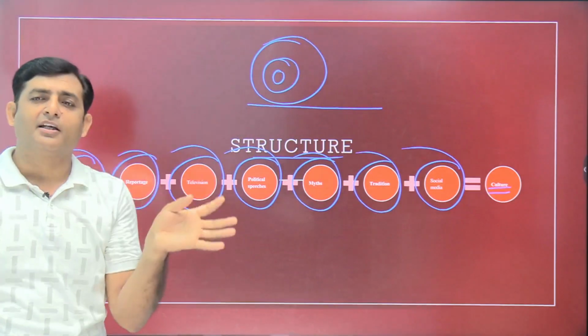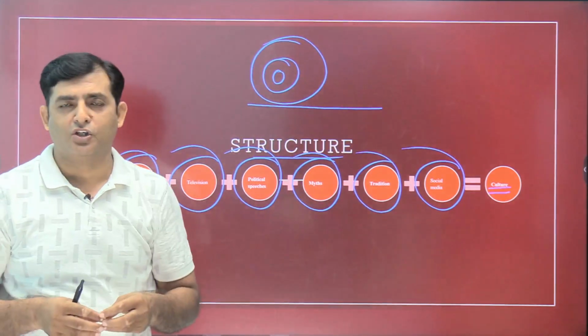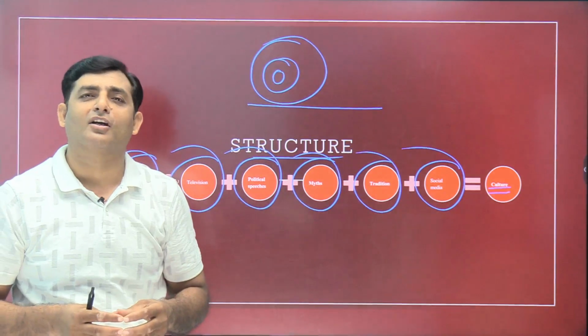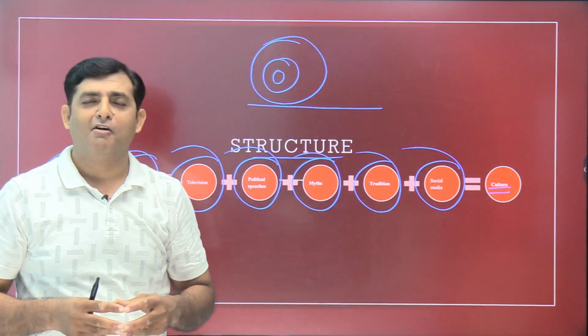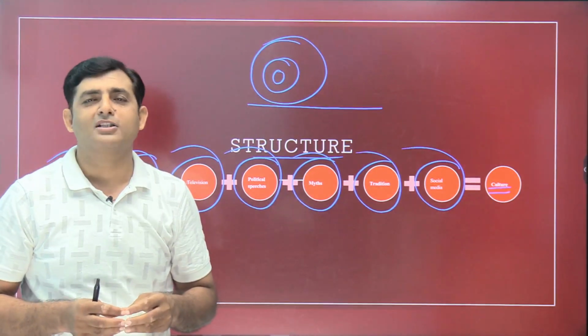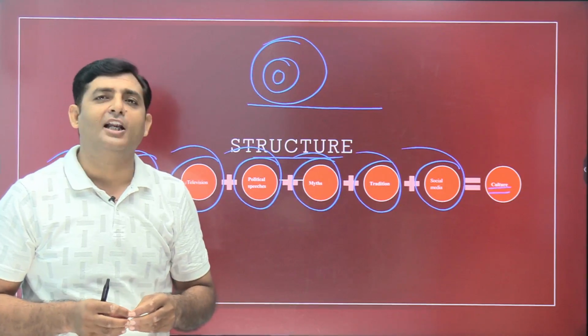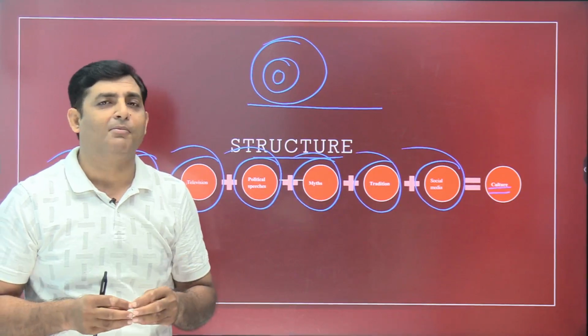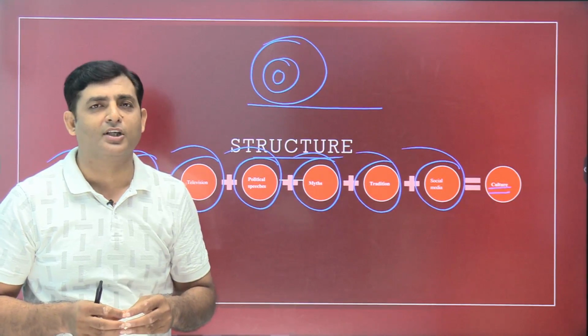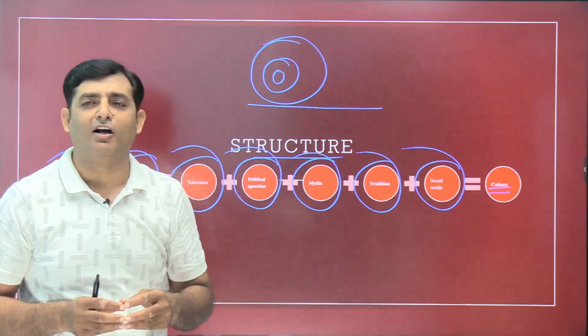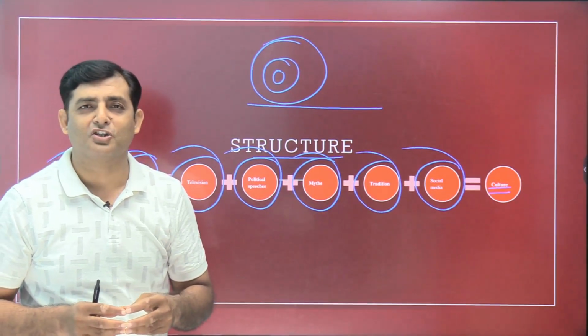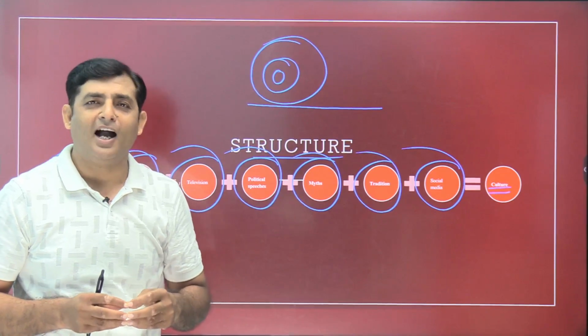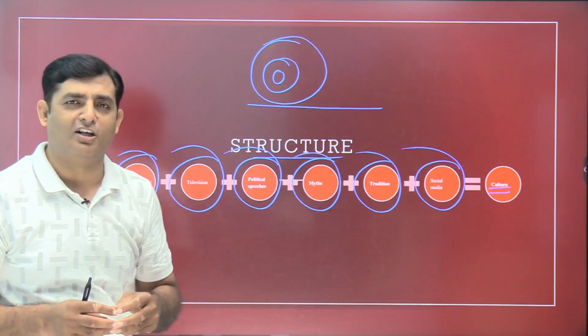Everything exists in a structure, and this theory of structure was propounded by Ferdinand de Saussure, who is called the father of modern linguistics. He was Swiss, and he was a veteran scholar in Sanskrit literature, in Sanskrit poetics, and in Sanskrit grammatology, right?